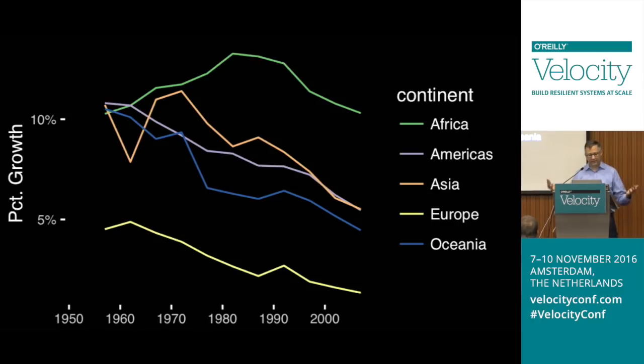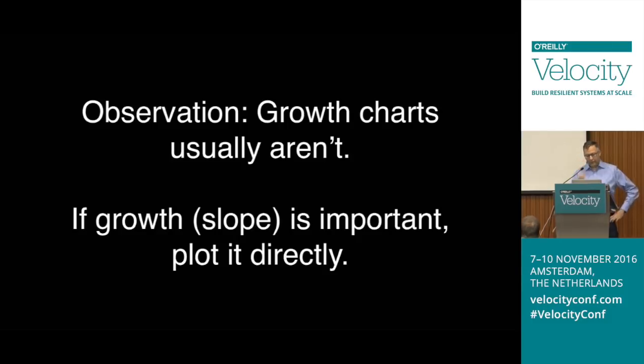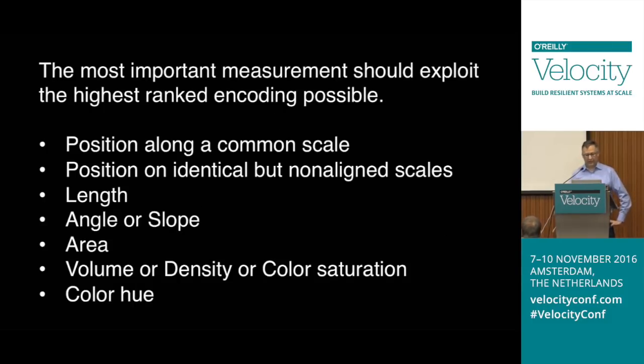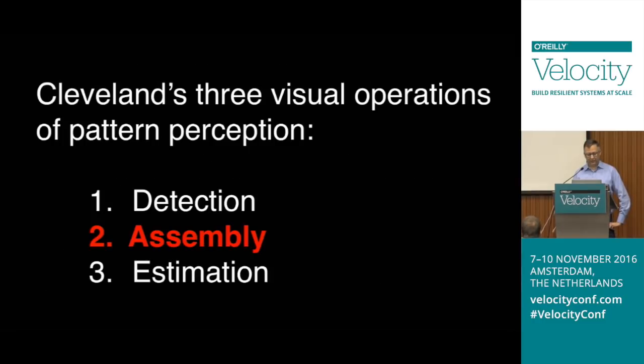And now it's obvious that Asia in orange has been growing faster than Oceania in blue, except for a brief period in the early 1960s. I think more interesting, it's now obvious that growth is trending down across all continents, which was completely non-obvious from the original chart. So if growth is important, plot it directly. Okay, so that's all I wanted to say about this hierarchy and its implications for estimation.